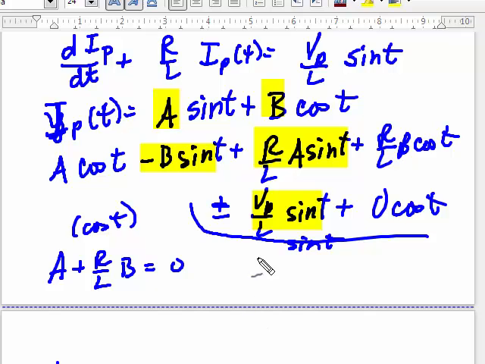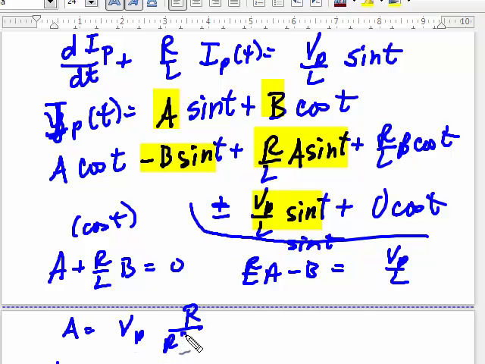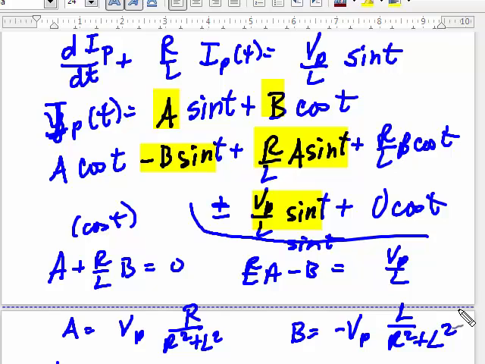And for the sine terms, I have R over L times a minus b, and that has to equal Vp over L. So now you just have to do some algebra, and the end result is a equals the peak voltage times R over R squared plus L squared, and b equals minus Vp times L over R squared plus L squared. Okay, it doesn't take a lot of work, but you have to do some algebra, but you didn't have to do any integration, and now you have your particular solution.